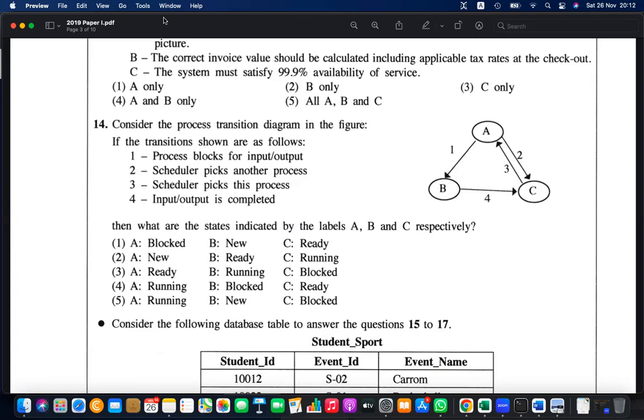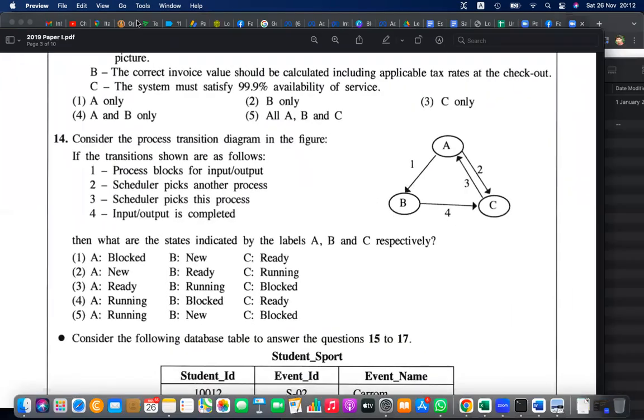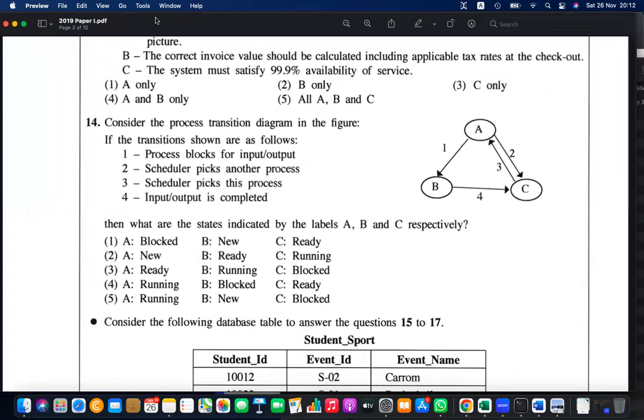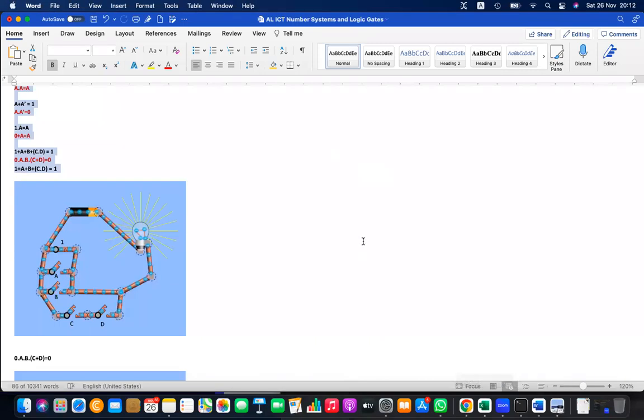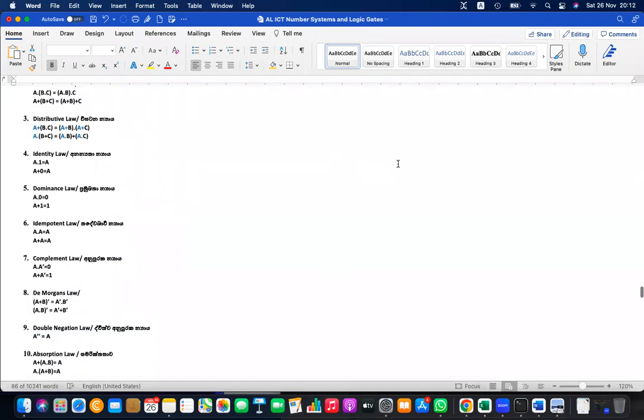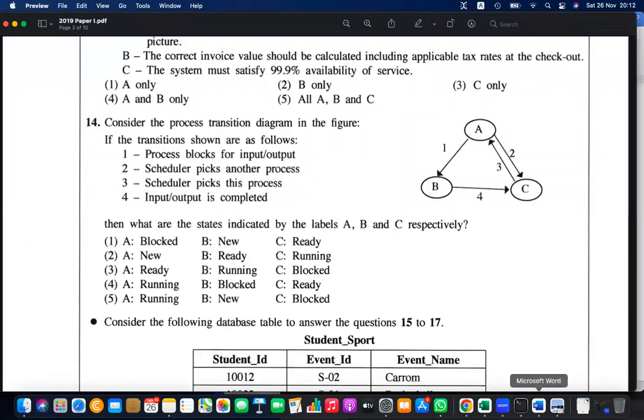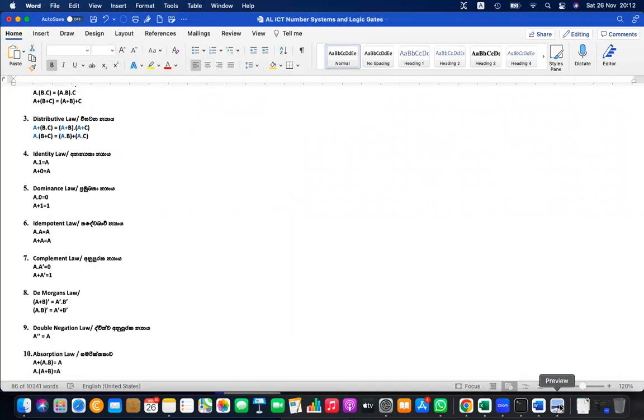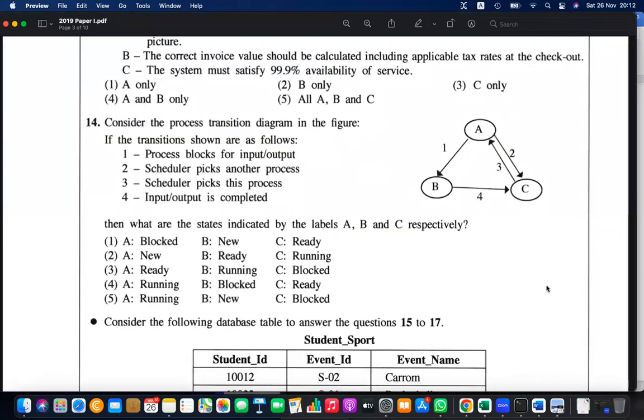Now you can see the PDF, the current document which is running, that paper. But if I go to Word, what is the current document which is running? That is now this A-level ICT number systems and logic gates. Now this is what is running. So what has happened to the previous one, the PDF? It should be in the ready state. Now back to running, ready, running, ready, running. So when you switch between these processes, it is called context switching.